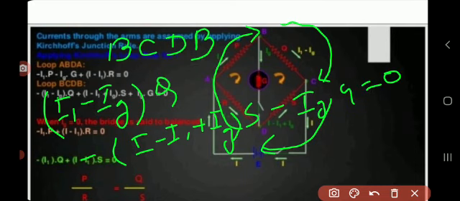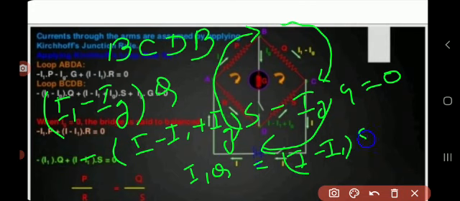And as we know, in the balanced condition the galvanometer shows 0 deflection. So I1Q is equal to (I minus I1) into S. We take it as equation 2.